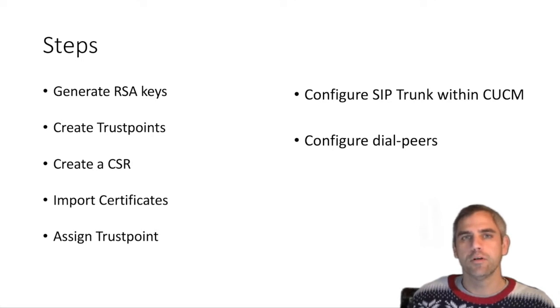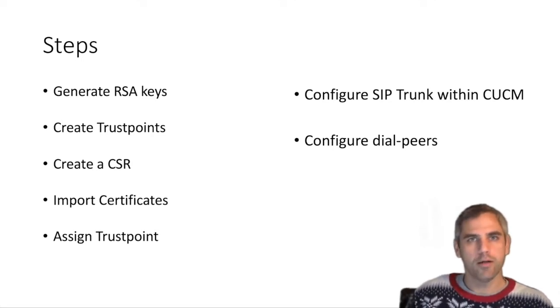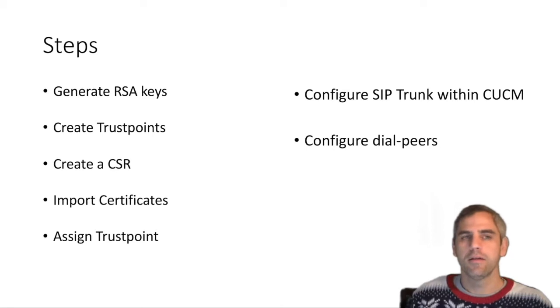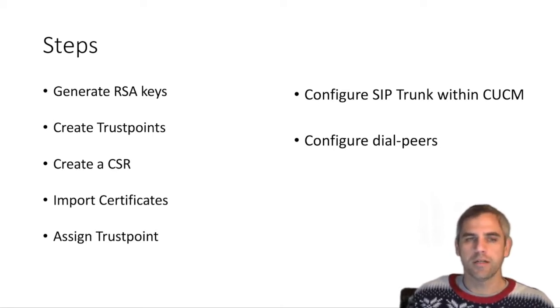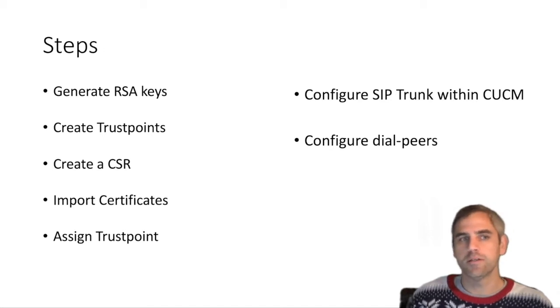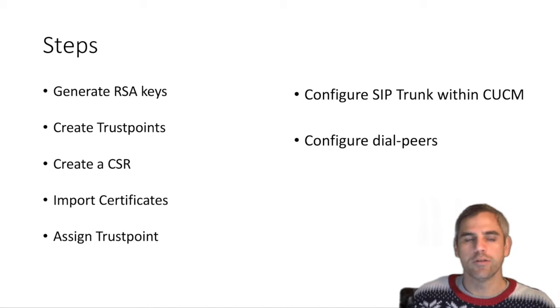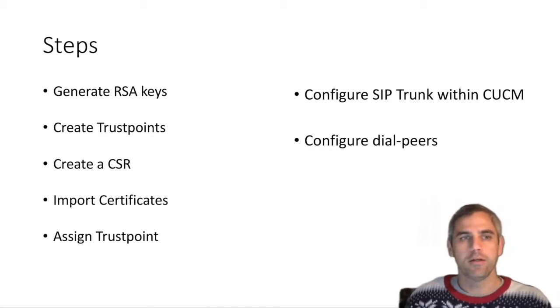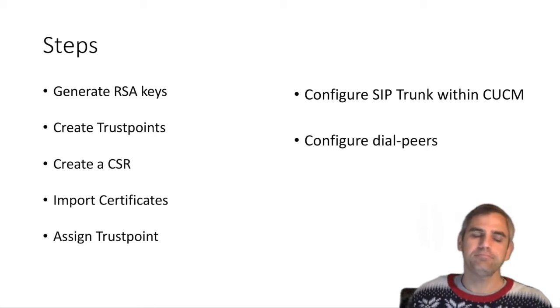So without further ado, here are the high level steps that we're going to be taking today to configure Kube for TLS. So step one, we're going to generate some RSA keys. I've already done that for you today, and I'll give you the commands that you can use if you're interested in this. But the second part is to create the trust points. And these trust points are basically just certificate stores that we'll use to import our certificates. And we'll use these certificates for encryption and decryption of our secure IP packets.